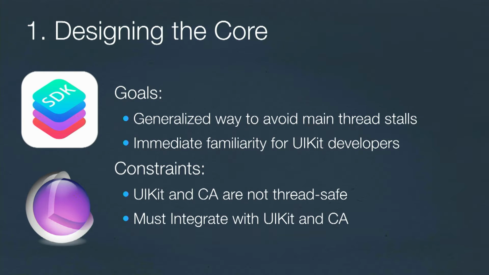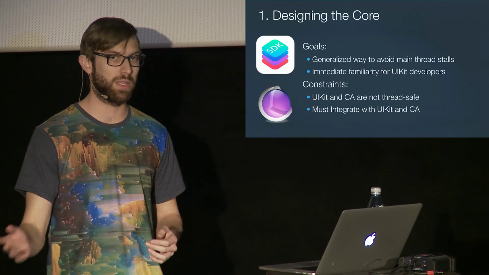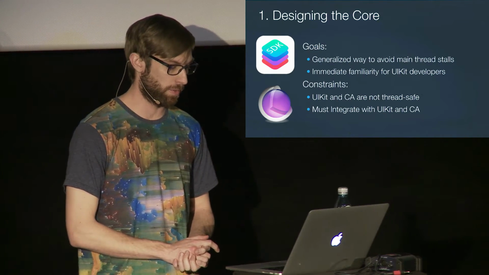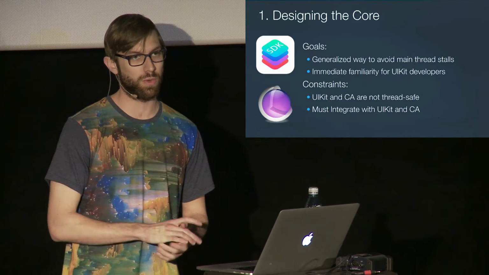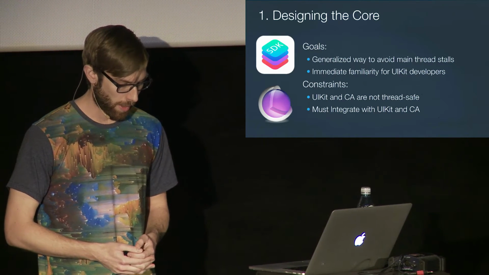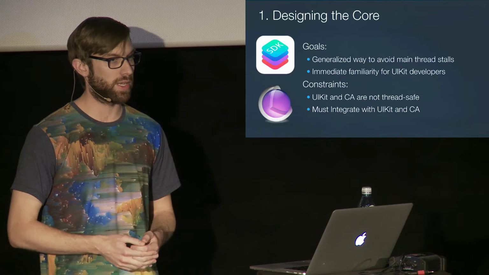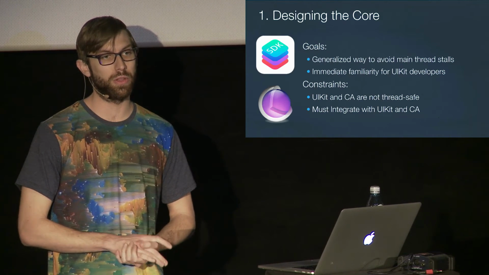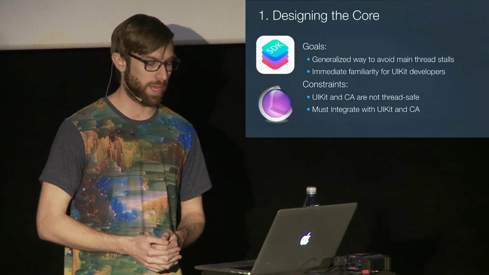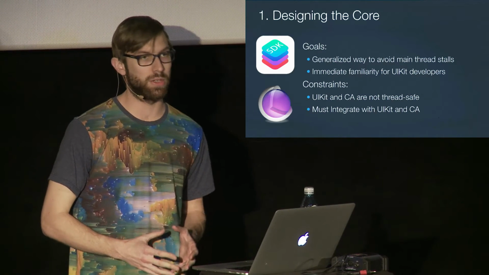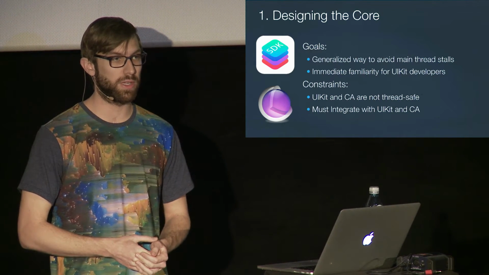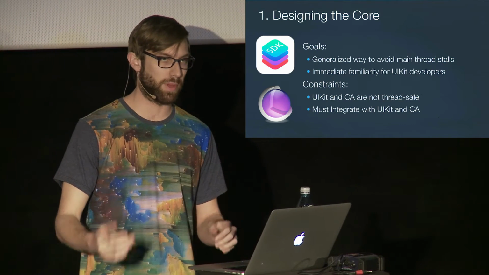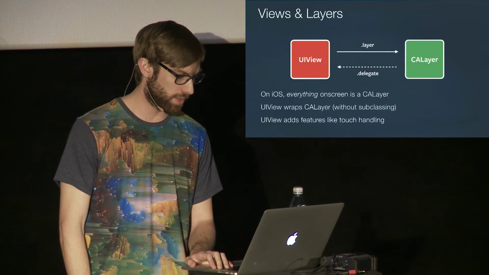First is a generalized way to avoid main thread stalls, to move all of those things mentioned previously off the main thread by default whenever possible. And the next is to have an immediate familiarity to UIKit developers. So we didn't want to just create this alternate ecosystem. Of course, one of the most important constraints is that UIKit and Core Animation are not thread safe at all. You can't even allocate these objects on background threads. And yet we must integrate with them. They provide an incredible diversity of functionality that is really, really important and could never be rebuilt by any team in less than 10 years.